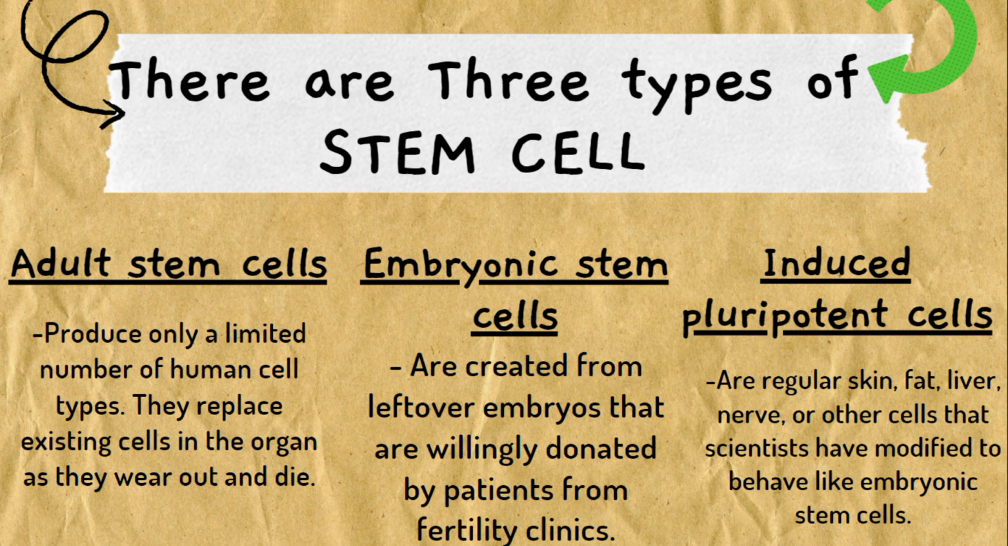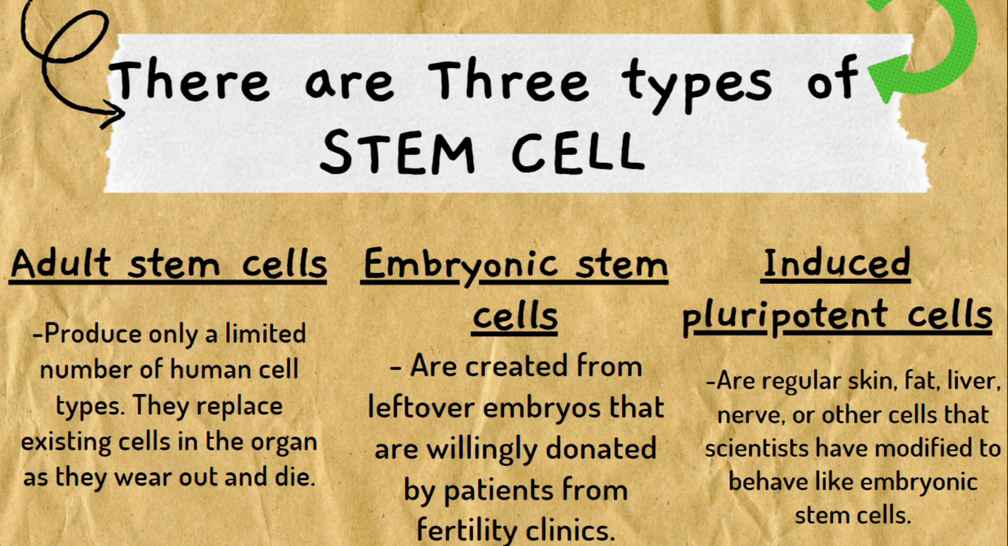These embryos are donated for research purposes with informed consent, and the inner cell mass is isolated to establish embryonic stem cell lines. These cell lines can be maintained in culture indefinitely and have the capacity to proliferate rapidly while retaining their pluripotent properties.